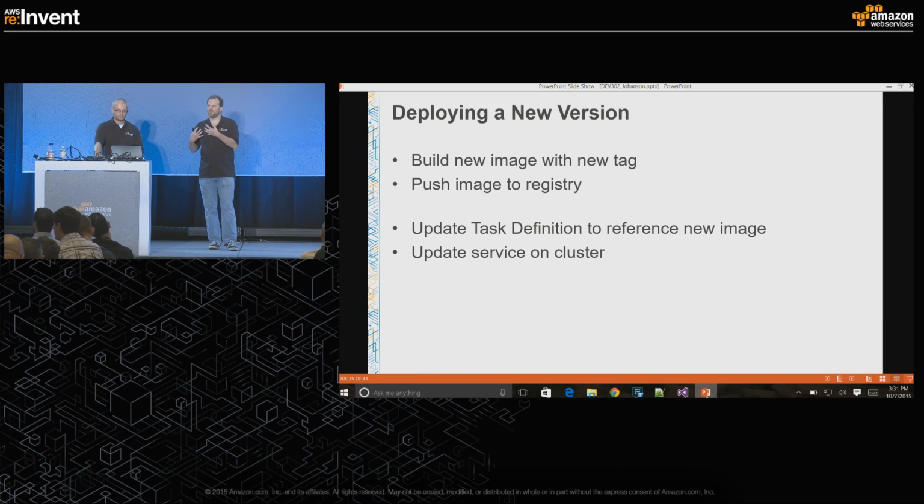Now, to deploy a new version of our application to our ECS cluster, we need to build a new image with a new tag. We need to push that image to our registry. Which we've just done. Okay. We did that for Beanstalk. Now, to do for ECS, we need to update that task definition to reference the new image. And when we do that, that's going to generate us a new revision ID for that task definition. So then we have to go to our service that's running on our cluster and say, you need to run this latest task revision.